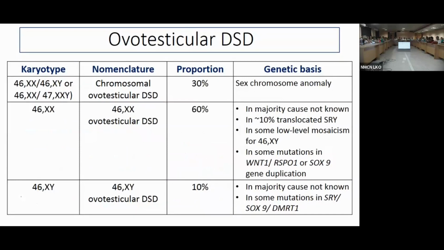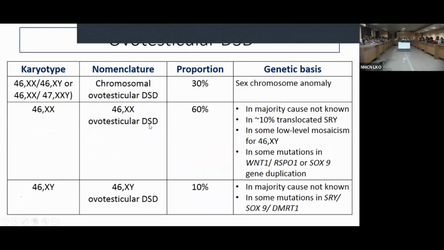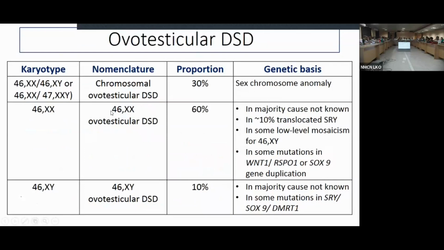You can have the ones where you actually have the mosaic chromosomal complement. Those are the ones which are called chromosomal ovotesticular DSDs, which account for 30% of the ovotesticular DSDs. About 60% have a normal karyotype of 46XX only. And in the majority of these cases, it is not exactly known why they have this ovotesticular DSD, why the testicular tissue is developing. But in some of them, there are some bases identified.